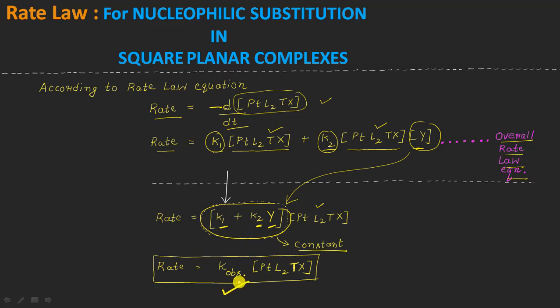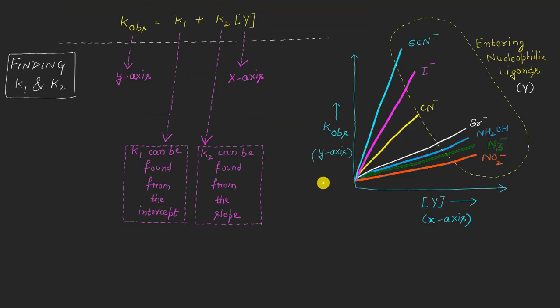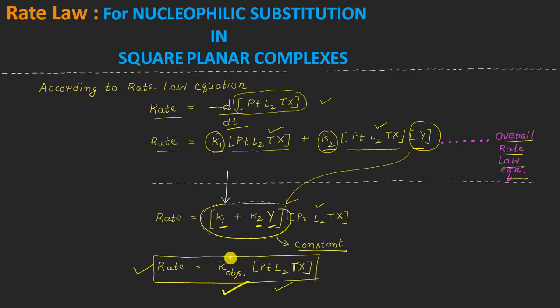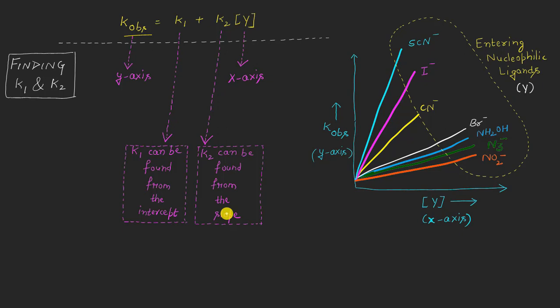We can keep this constant as K observed, or the observed rate constant, multiplied by the concentration of the initial reactant or the complex molecule, such that the final rate of this reaction will be K observed multiplied by the concentration of the starting complex molecule, right? And the K observed is equal to K1 plus K2 multiplied by Y. So once again, K observed will be equal to K1 plus K2 multiplied by Y.